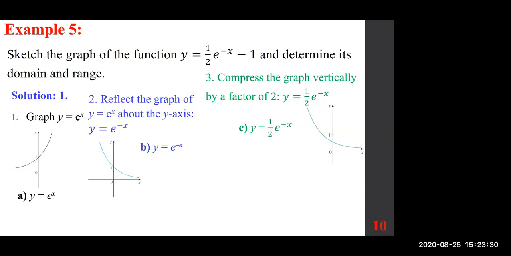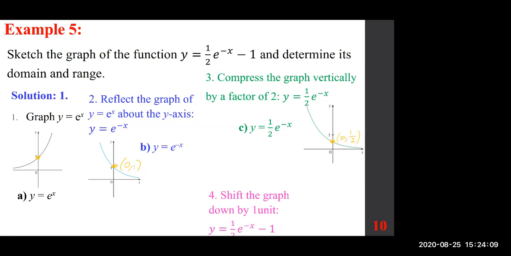So we use 1/2 in front of e to the power minus x. And the result is that the graph compresses, and again, look at this y-intercept, both of them located at 0, 1. And now it's at 0, 1/2. And now minus 1, that means just take it down by 1 unit, okay?